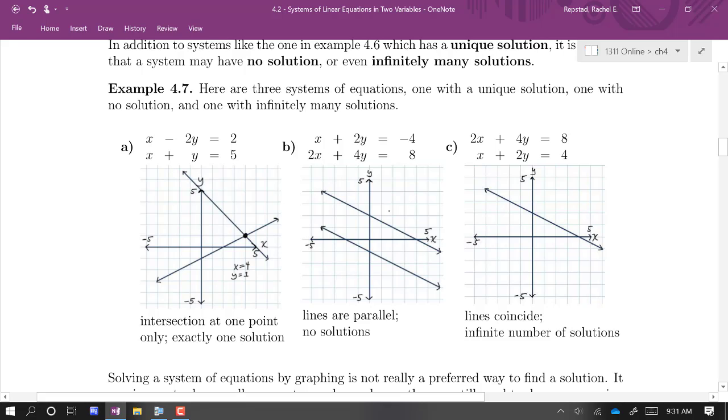It's also possible that you might have two lines that never intersect. Like the lines are parallel and there's no point that they share in common, which means there is no solution to that system of equations. And the third possibility is that those two equations actually define the same line, in which case there are infinitely many solutions. Any point on that line is a solution to the system.